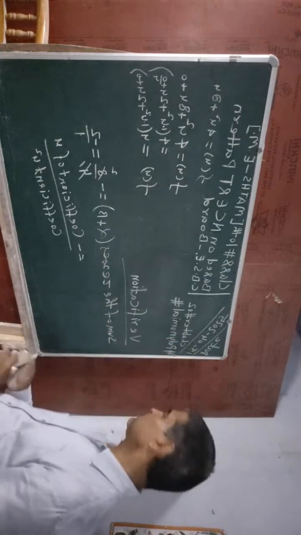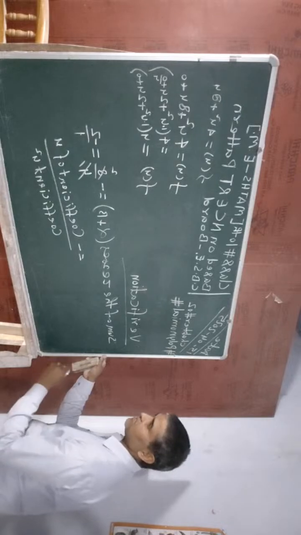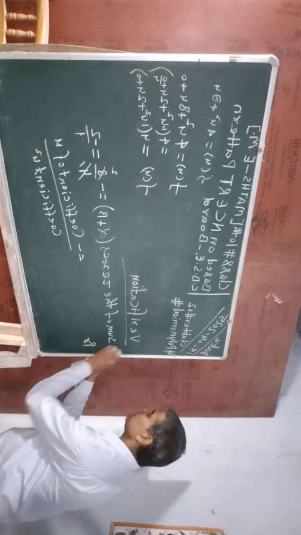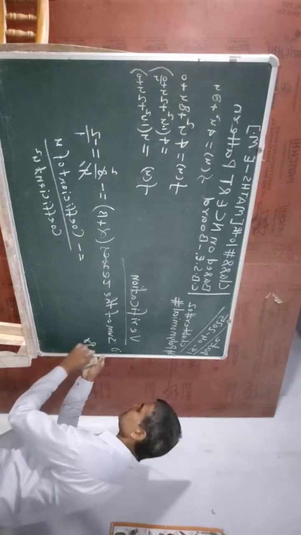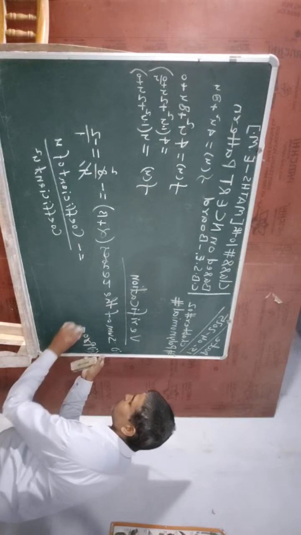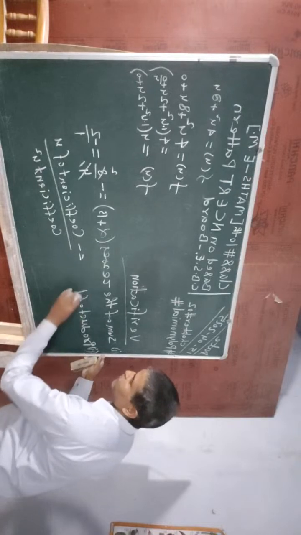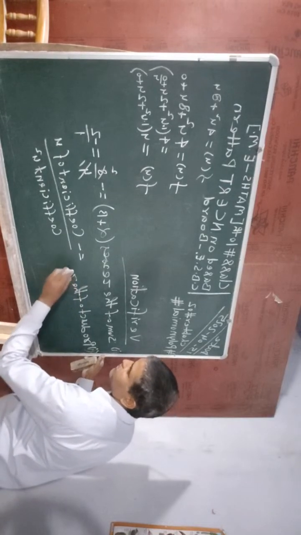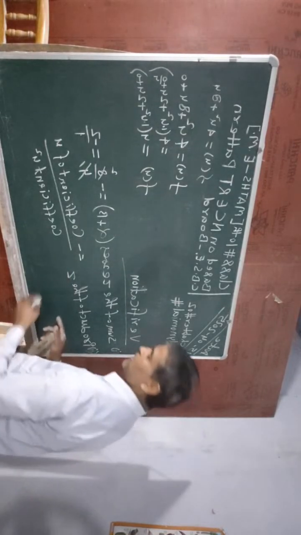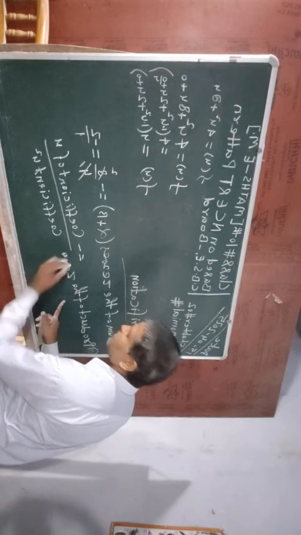Now I am going to write the second condition. The second information is the product of the zeros. This is the first information I have written there, and this is the second information. Product of the roots, product of the zeros. In the case of a zero, that will be a root also.